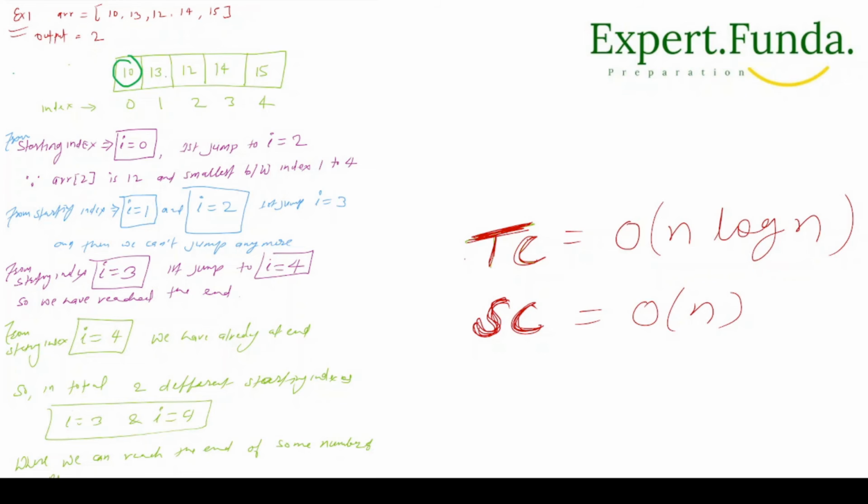So we have all these elements, the smallest element is 12, so we can reach there. So this is your first jump, but we have not reached the end yet. Next time, from 13 we'll check 12 and 14. Which one is smallest? This one is the smallest, right? So still we are not reaching there.